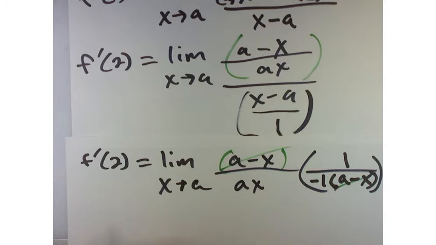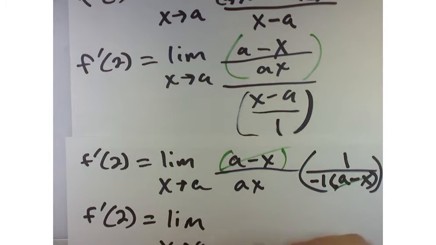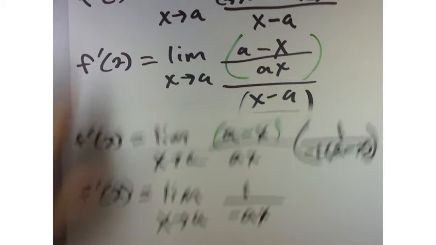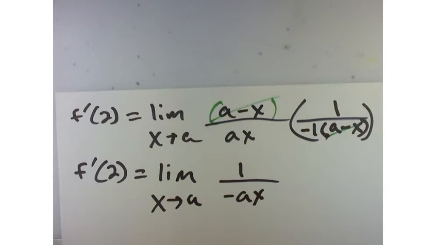So on the next line, now I've got f prime of 2 is equal to the limit as x approaches a of 1 over negative a times x. You guys with me so far? Where'd the denominator go? It canceled. You just cancel it out, because you pulled out a negative 1. Okay, I went a little too fast. Let me backtrack so you guys can see it.